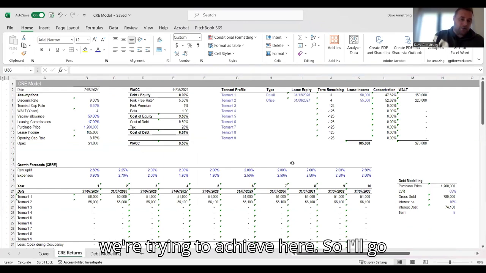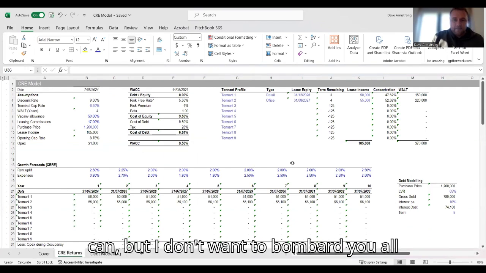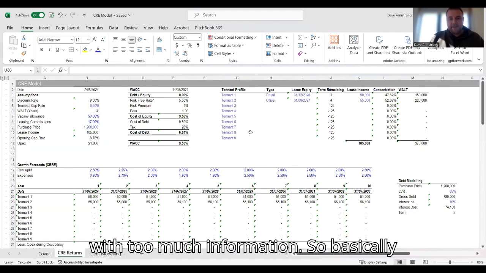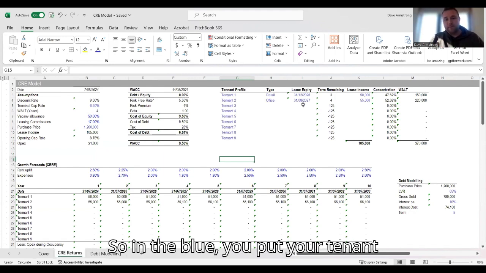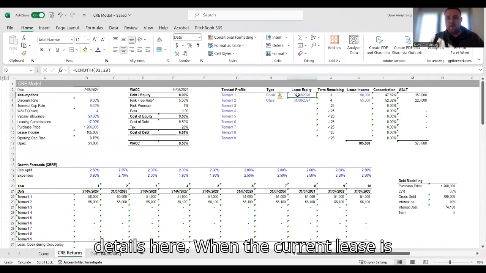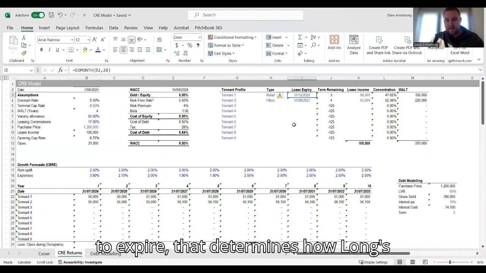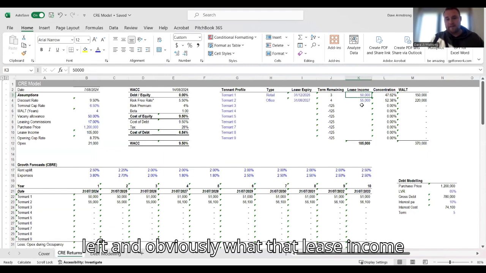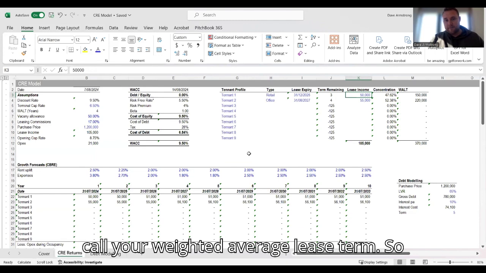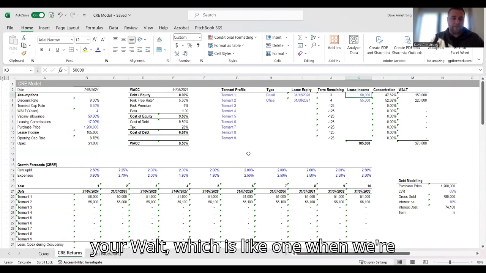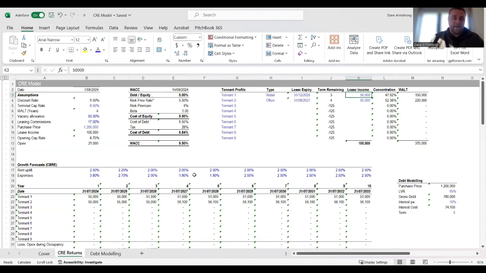I'll go through most of the detail that I can, but I don't want to bombard you with too much information. So basically how it works: blue input, black output. In blue, you put your tenant details here, when the current lease is to expire. That determines how long's left, and what that lease income is per annum. And it'll work out your weighted average lease term, your WALT, which is a big one when we're assessing commercial property risk.